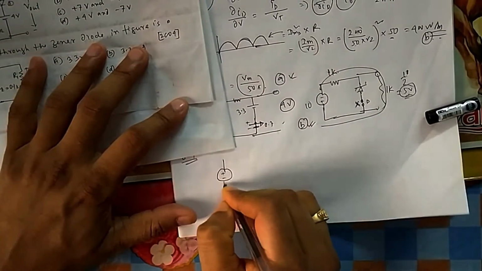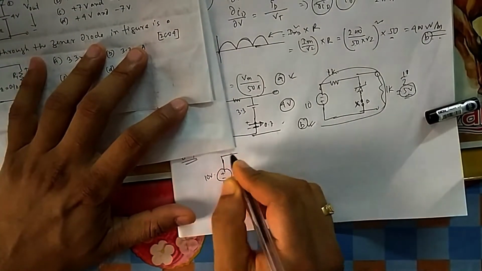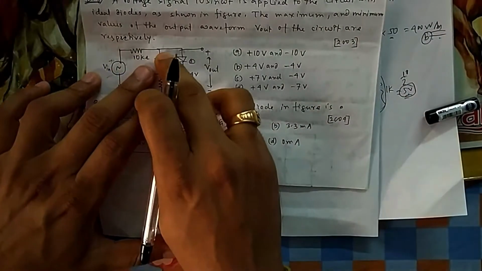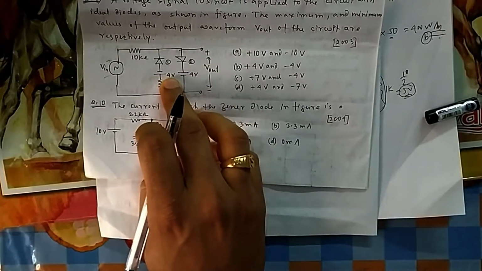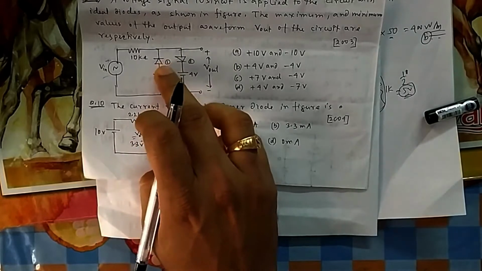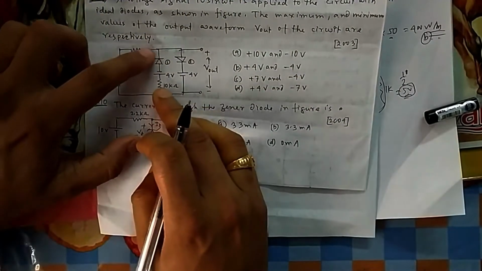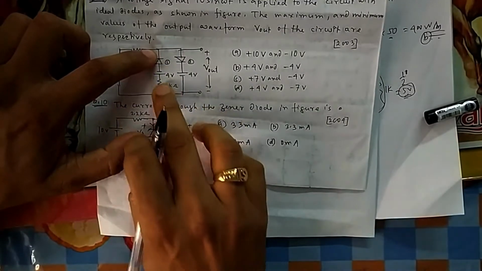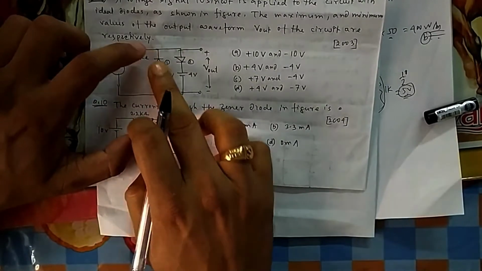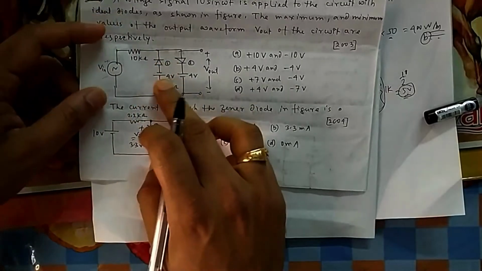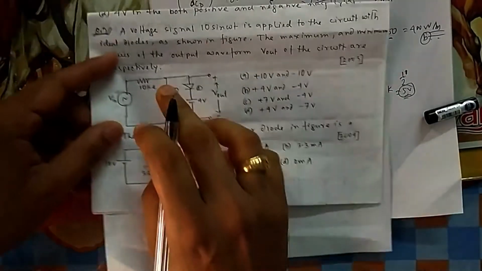So if it is a positive 10 volt, this terminal is positive, this is negative, and this is 4. In case of maximum positive, if it is 10 volt, this side is 10, this side is 4, this side is minus 4. So it will be reverse bias. So no need to draw this branch in the positive half cycle, because this will be reverse bias, this will be open. So let us come to this branch.